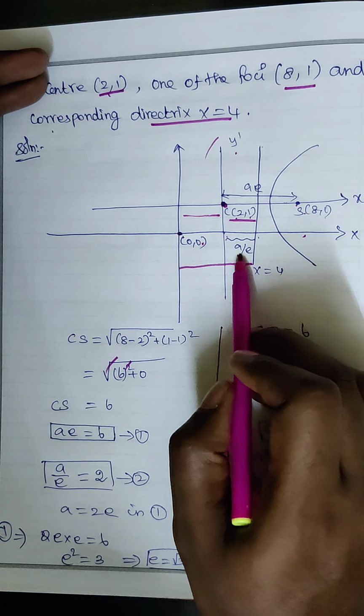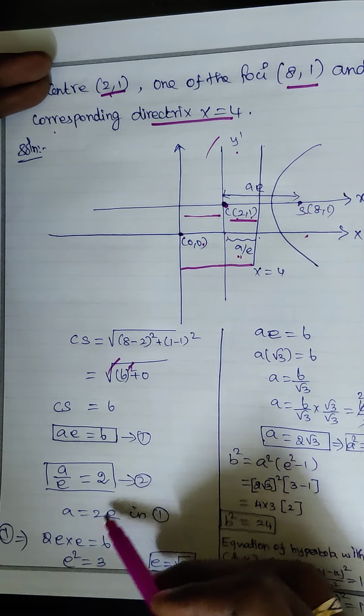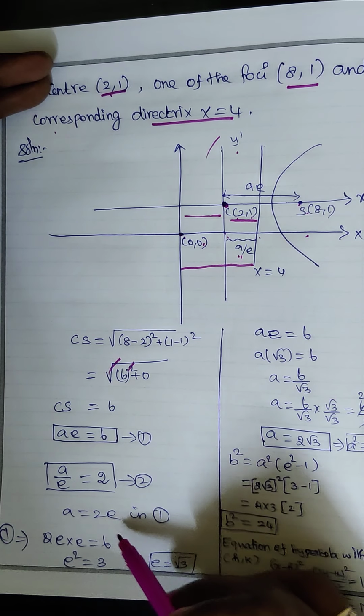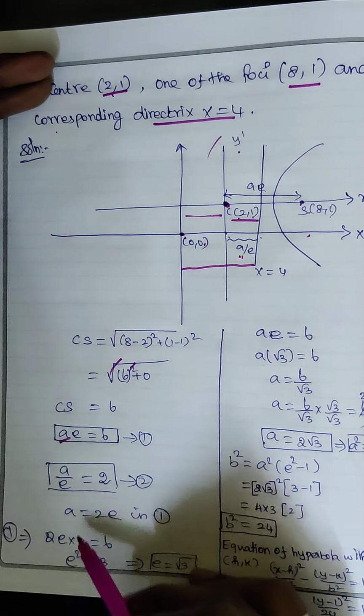Now what remains is a by e is equal to 2. So that is why I am going to take a by e is equal to 2 and a is equal to 2e. Then I take this and apply it in the first equation. Instead of a, what am I going to do?